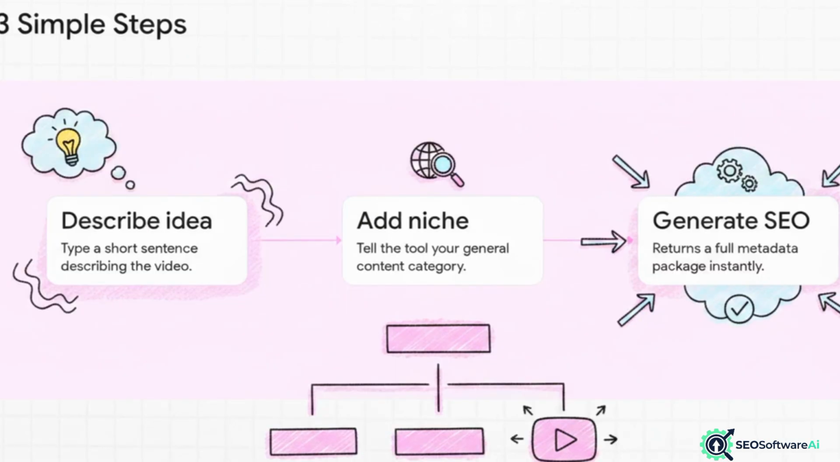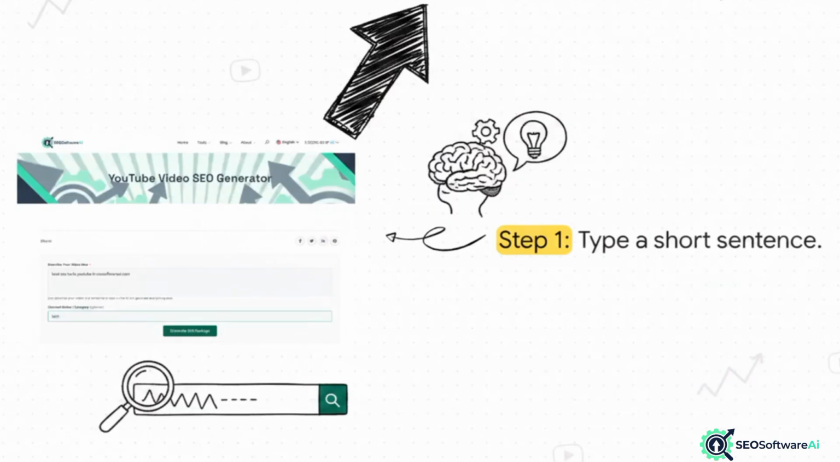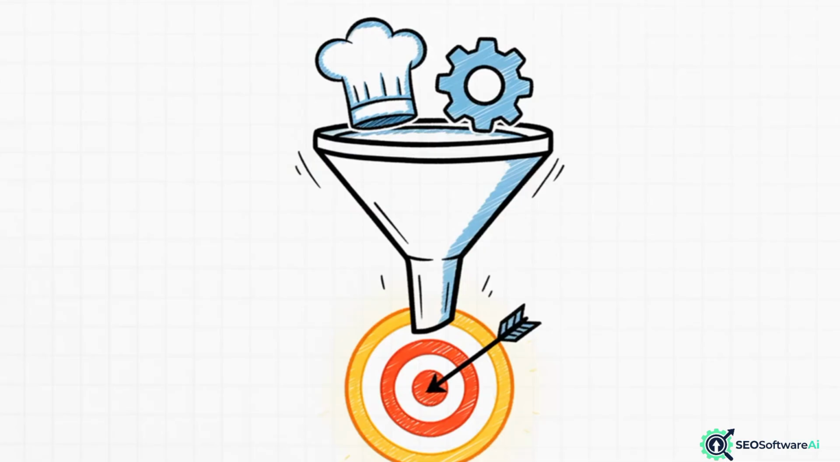The whole process is super simple. Just 3 quick steps to completely optimize your next big upload. First up, type your core video idea. Pro tip, being super specific here gets you way better results. Next, optionally, add your channel's niche, like tech or cooking. This perfectly tailors the AI's tone and vocabulary.